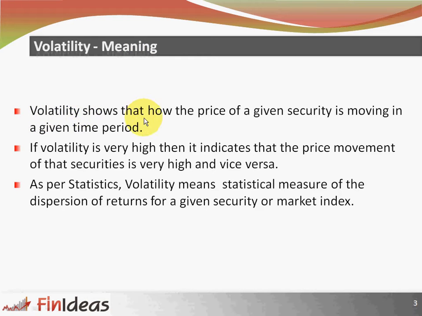Volatility shows how the price of a given security is moving in a given time period. If volatility is very high, then it indicates that the price movement of that security is very high, and vice versa. As per statistics, volatility means a statistical measure of the dispersion of returns, of the change of returns for a given security or market index.